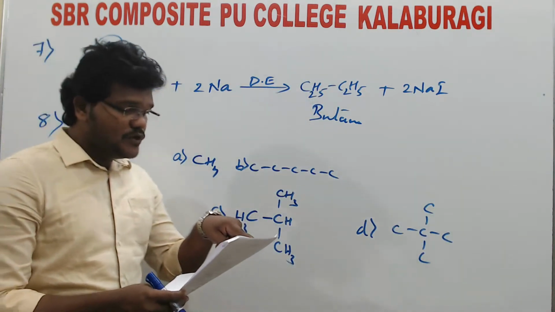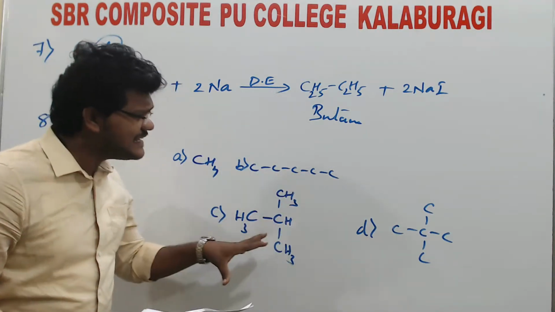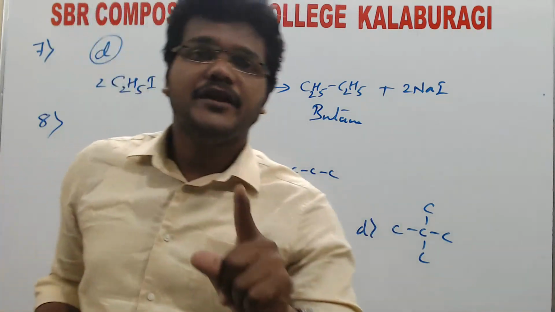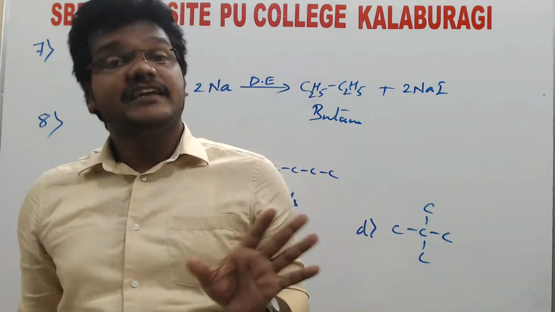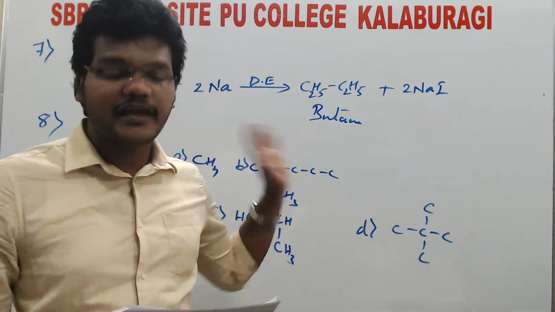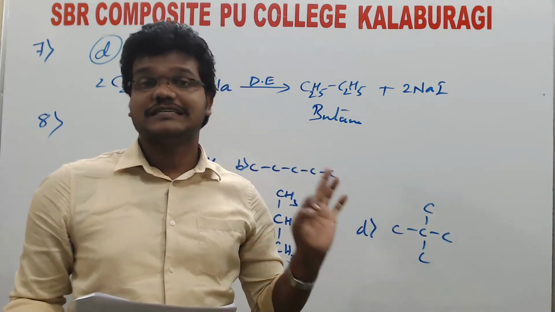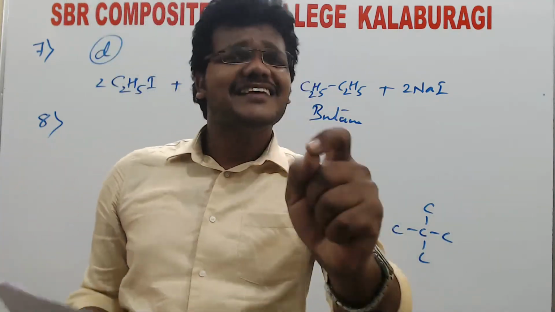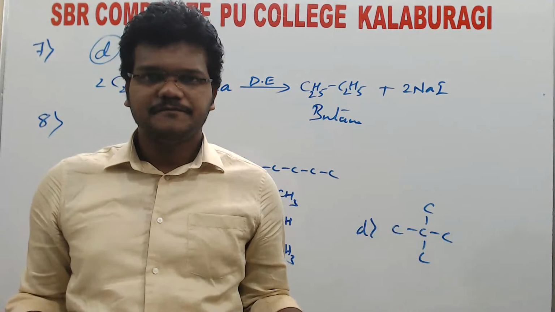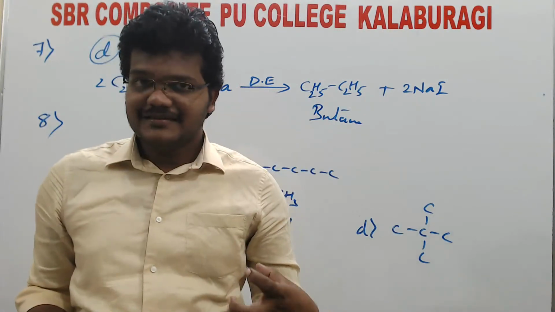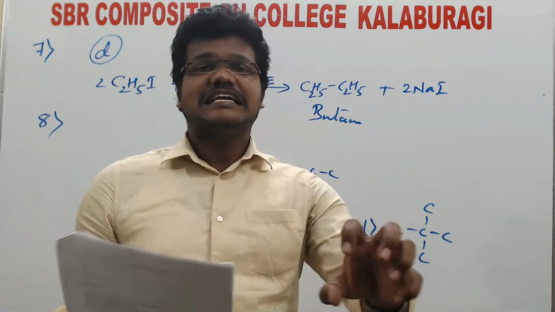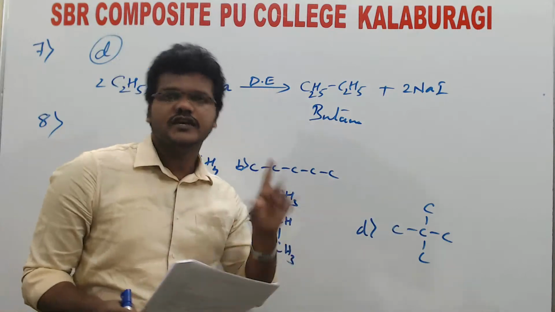So the question is, which among these can be oxidized by KMnO4? Please do remember, generally alkanes and aromatic hydrocarbons will not undergo oxidation with KMnO4. Alkanes are non-polar, so their reactivity is less, whereas alkenes and alkynes are more reactive compared to alkanes. So generally alkanes won't undergo oxidation by using KMnO4.